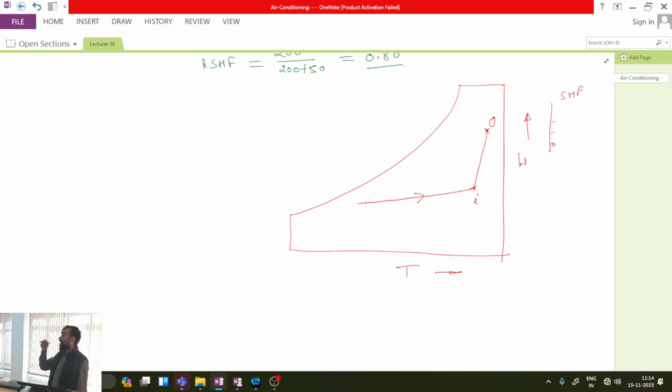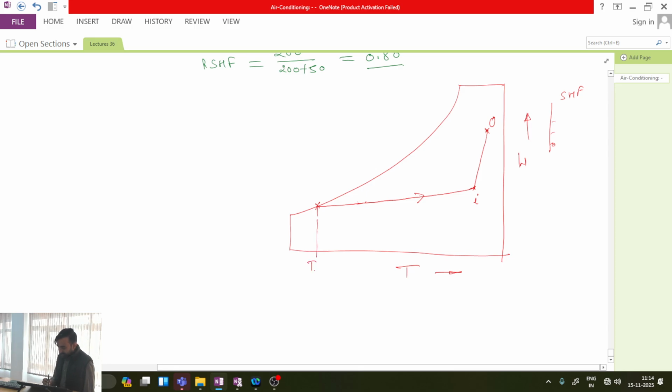And that must lie on the saturated state, at the apparatus dew point temperature. So that's why I can extend this RSHF line up to the saturated state. Are all clear with this point or not? So if I simply extend this line on the psychrometric chart up to the saturated state, what will I be getting from here? Please tell me.